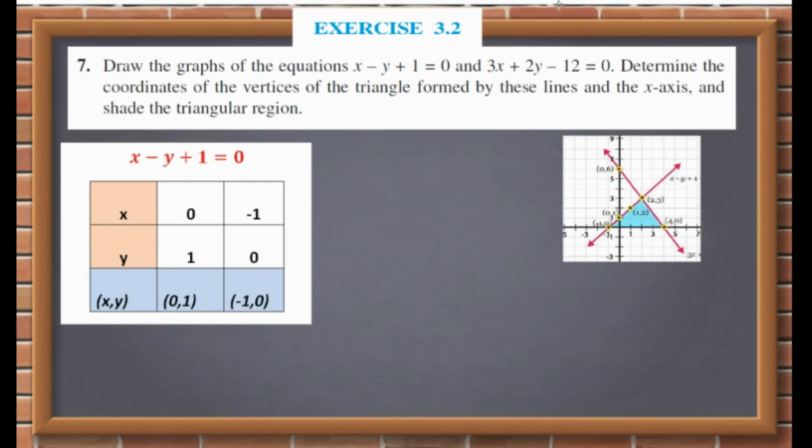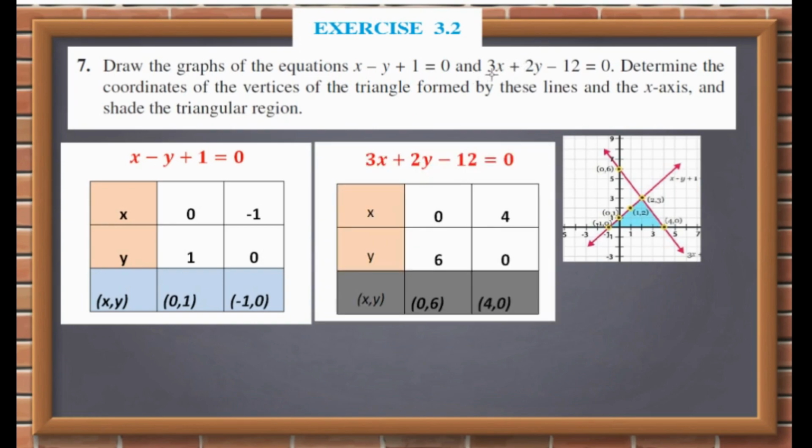So we also get 2 points for the second linear equation 3x plus 2y minus 12 is equal to 0. When x is 0, y is 6, ordered pair is 0 comma 6. When y is 0, x is 4, the point is 4 comma 0. Now we are going to plot these 2 points from these two equations in the graph.